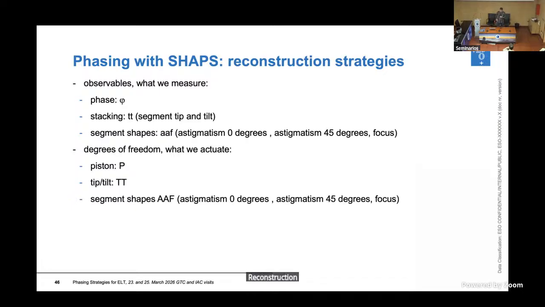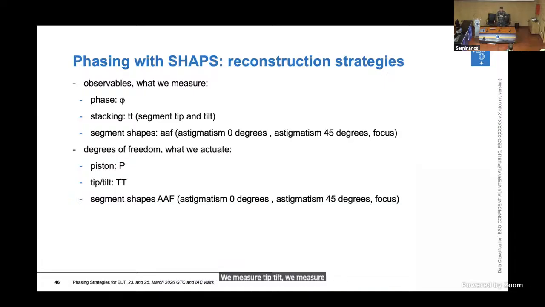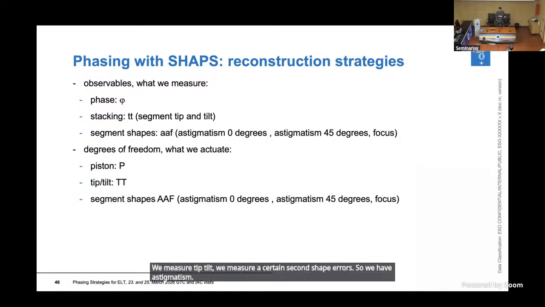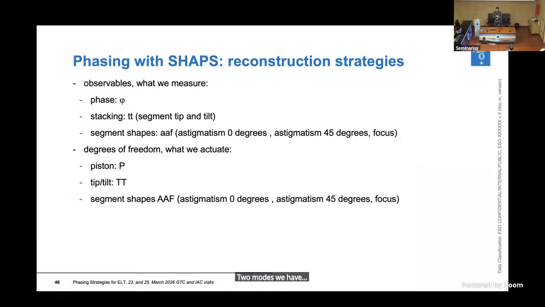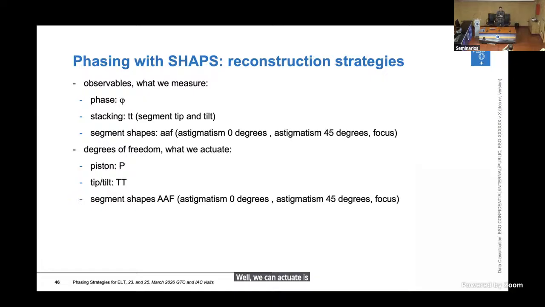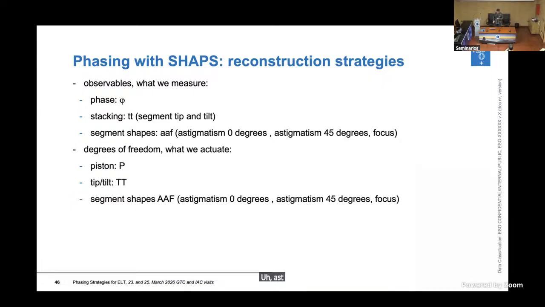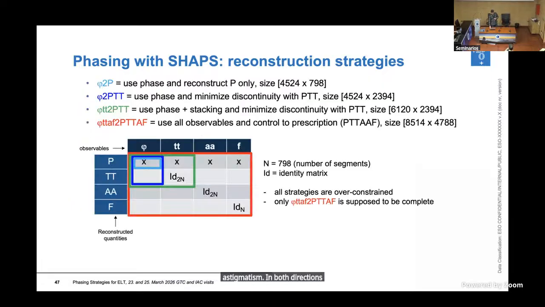Reconstruction strategies, maybe just quickly. We measure with the Shack-Hartmann, we measure the phase because it's a modified Shack-Hartmann. We measure tip tilt. We measure certain segment shape errors. So we have astigmatism, 2 modes. We have trefoil, which is not noted here; it's not part of that study. And we measure focus. What we can actuate is, of course, with pucks, piston, tip and tilt, and with the warping harnesses, astigmatism in both directions and the focus.